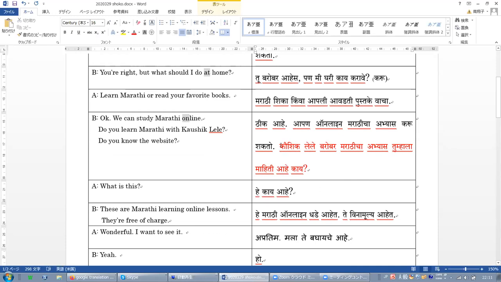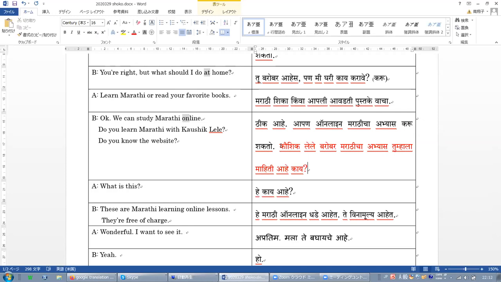Yeah, so what will be the sentence that you are going to write afterwards? Do you learn Marathi with Kaushik? Do you learn Marathi with Kaushik lady? To Kaushik barobar Marathi shikate aheska, or shikteska, because you wrote "do you learn", so shikteska. Yes.